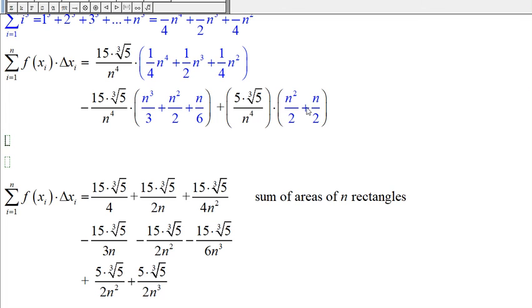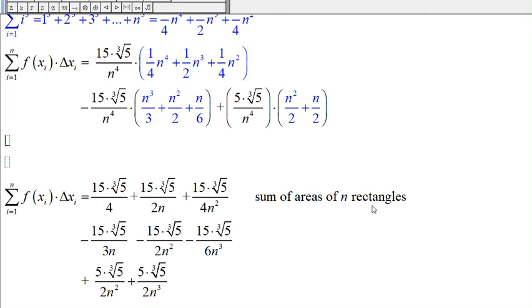And then the last part, if we do this expression times n squared over 2, then there's going to be 2n squared in the denominator. And then this times n over 2 would be 2n to the third in the denominator. And so this right here, this is the sum of areas of n number of rectangles.